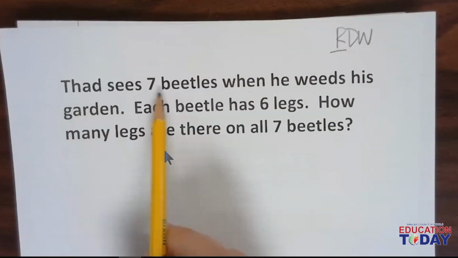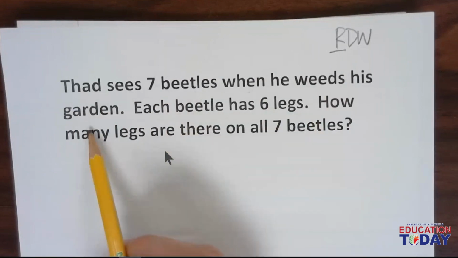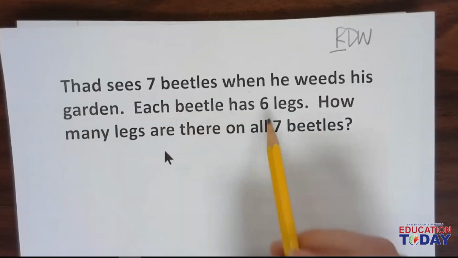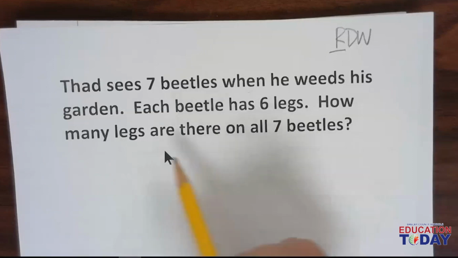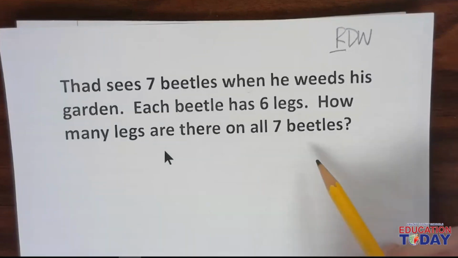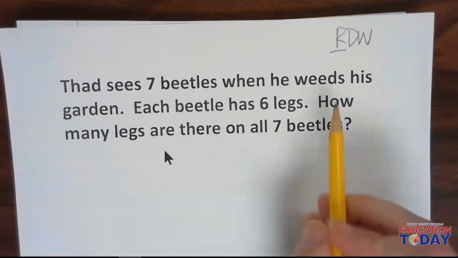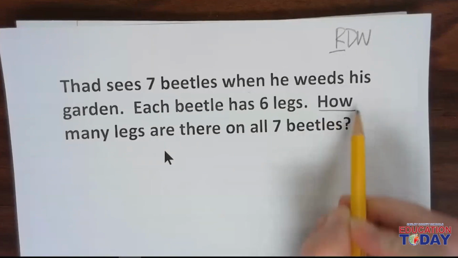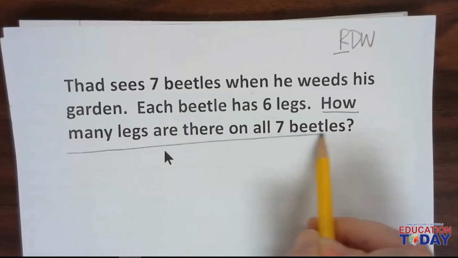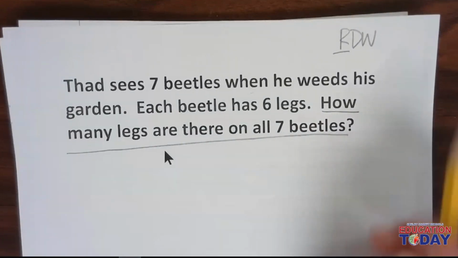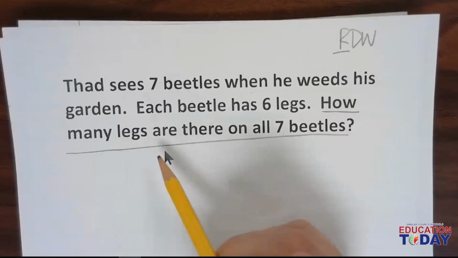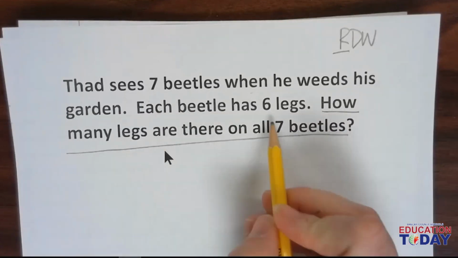Thad sees 7 beetles when he weeds his garden. Each beetle has 6 legs. How many legs are there on all 7 beetles? So to help me make sure I know what I'm doing, I'm going to underline my question. And I'm going to make sure I know what it's telling me. How many legs are there on all 7 beetles?